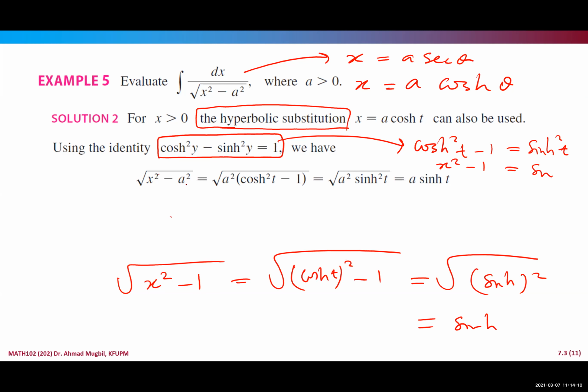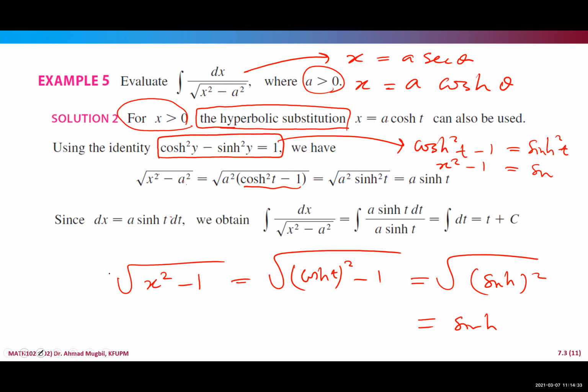Here it is, x squared minus a squared. Take it, let x equal a cosine hyperbolic t, so it will be a squared cosine hyperbolic squared t. Take a squared as a common factor. This is sine hyperbolic squared t, and it is a. A is positive, and this is also true for positive x. So we have a positive sign here because of that. So now this radical will be a sine hyperbolic t.